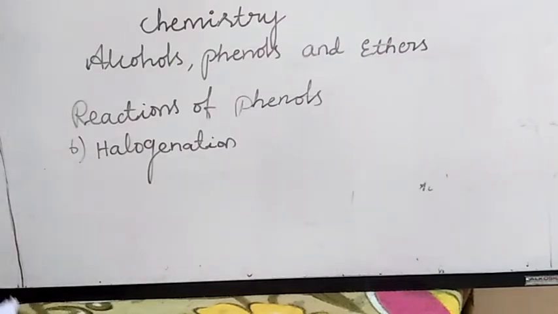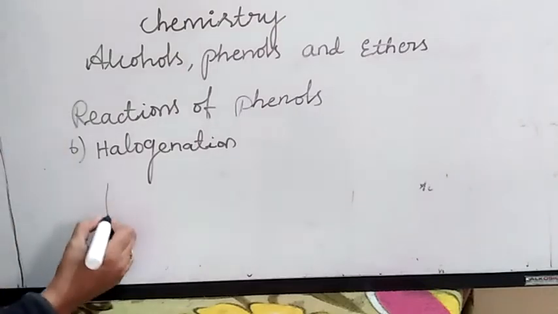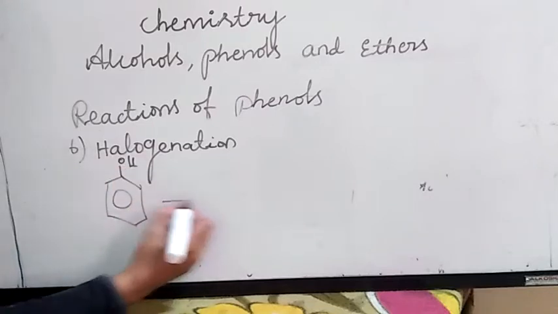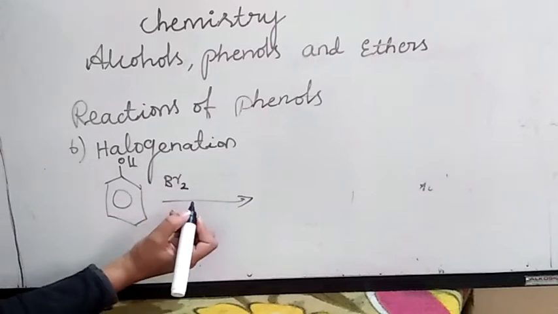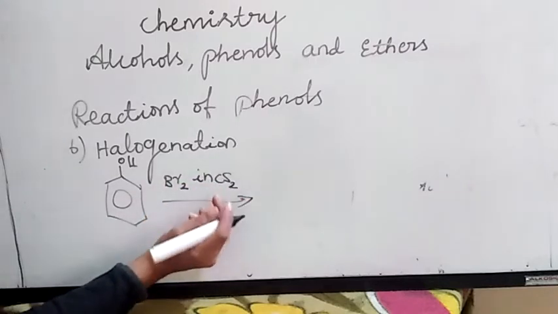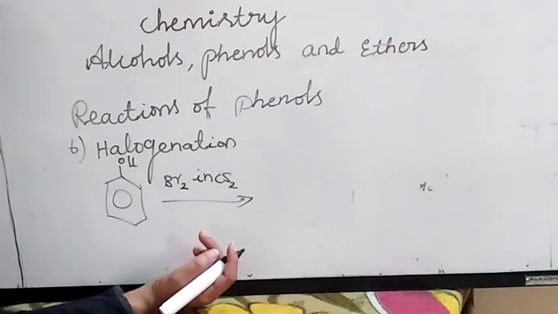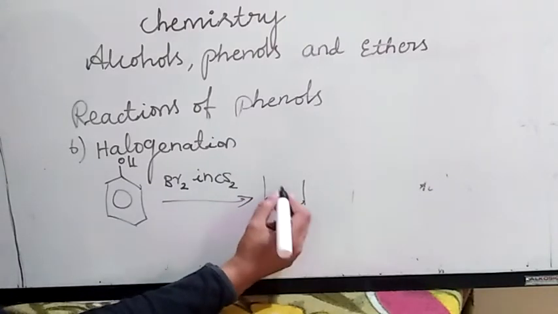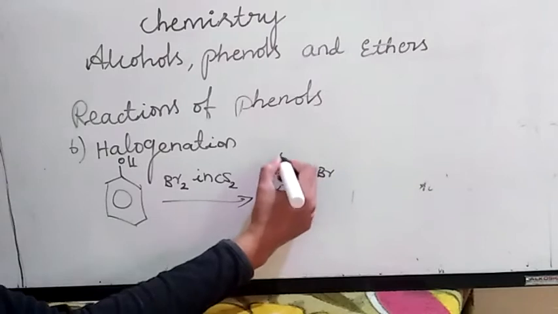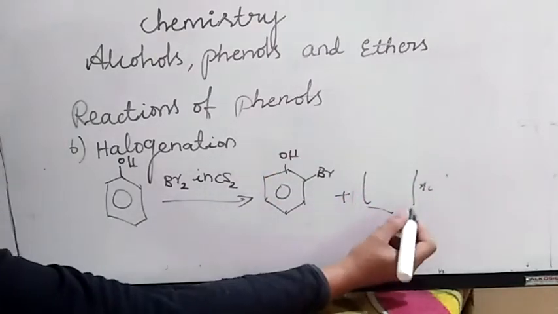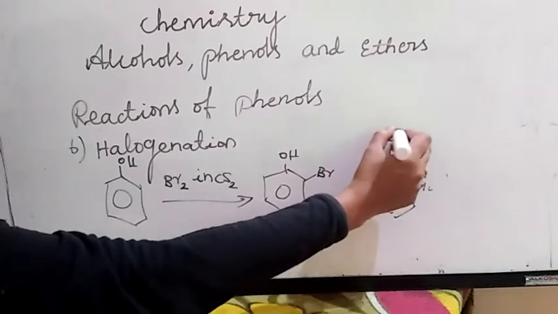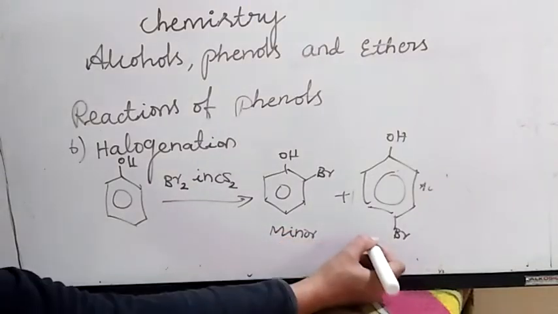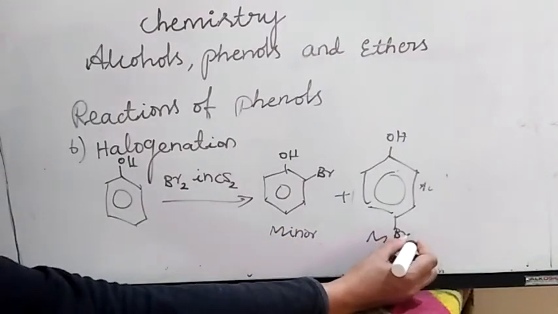On treating phenol with bromine under different experimental conditions. Bromine means Br2 in carbon disulfide, CS2. With bromine in CS2, we are going to get orthobromophenol and parabromophenol. Ortho is always the minor product and para is always the major product.